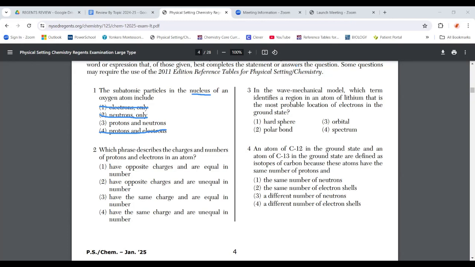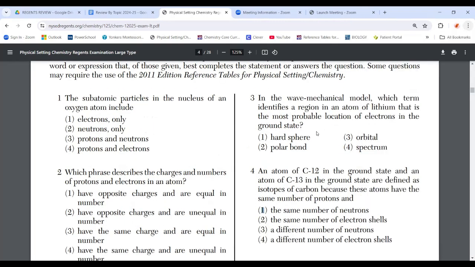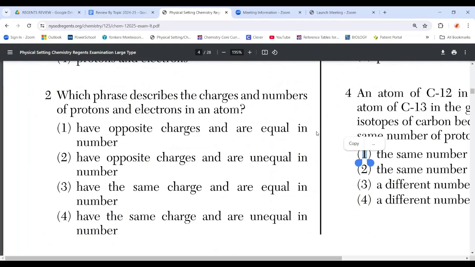All right, next question. Number 2, which phrase describes the charges and numbers of protons and electrons in an atom? Let's make this a little bigger. Okay. So this one we did go over in class. It's a tricky question because it's one of those longer questions where you have to break down 2 parts of the answers. So we're going to use that strategy here just so I can go over that strategy with you again. And what that strategy involves is first cover your answers.